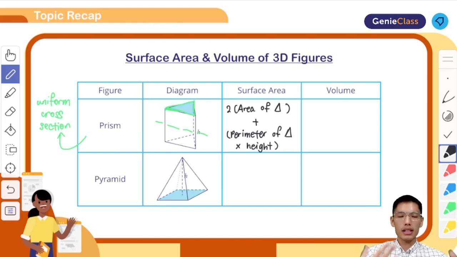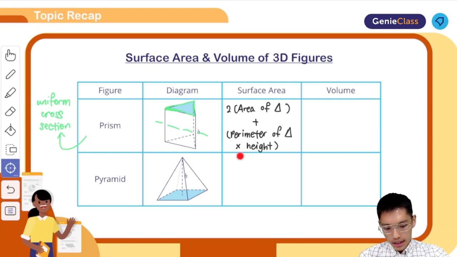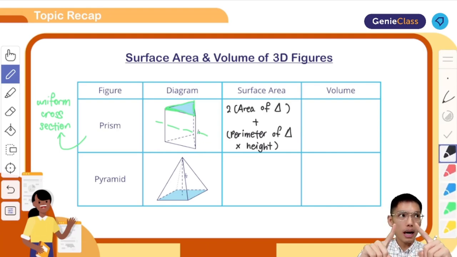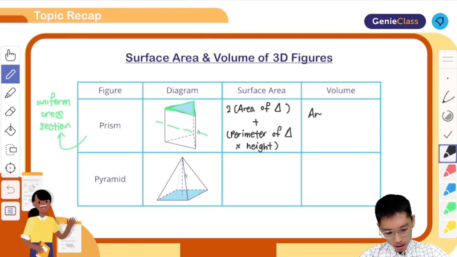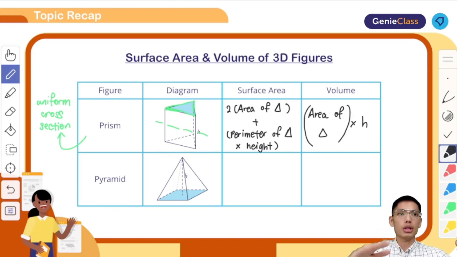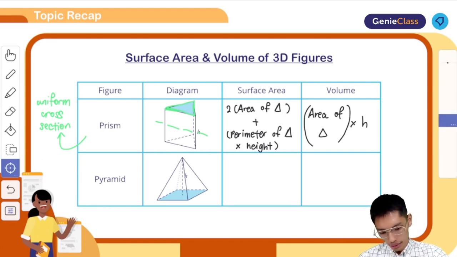If you want to understand the derivation of why, you can recall and revert to the recording for the perimeters and areas of plane figures. It will explain why the formula is as such, not only for triangles, but for the rest as well. Volume is going to be area of the base times the height. I'm writing triangle because it shows a triangle here, but in general, it's for any base, as long as it's uniform throughout.